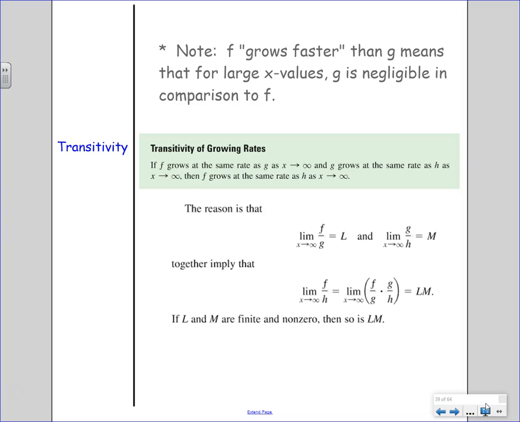So, let's see if this makes sense. I can say the fact that if f grows faster than g, then for sufficiently large values of x, g is basically negligible. What do I mean by that? How can I just negate, how can I just ignore, how can I discount g if I have a ratio f over g? Why doesn't g matter anymore? Just because f grows faster, I just ignore g?